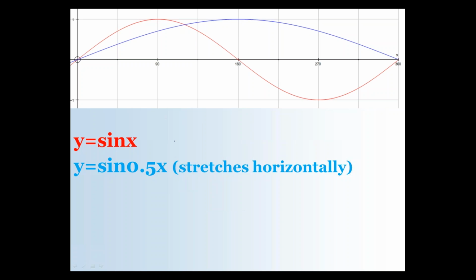So if you were ever asked to calculate the period, it is in fact 360 degrees, or 2 pi, depending on whether you're doing degrees or radians, divided by the wavelength. Normally that's just 1, but in this case it's a half. So the period is going to be 720.